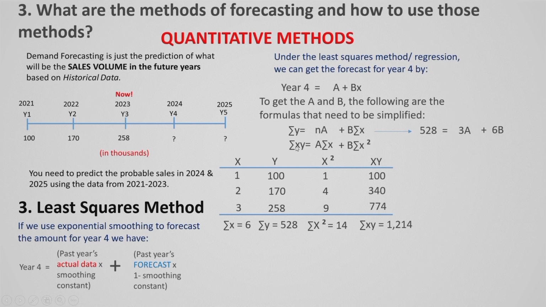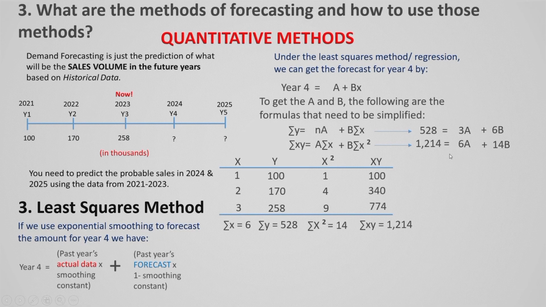Now, let's substitute on the second equation. Summation of xy, which is 1,214, equals a times summation of x, and again, summation of x is 6, so we have 6a. Plus, we have b times summation of x squared, and the summation of x squared is 14, so we put 14b. That's how you substitute into the equations. Again, easy, right?